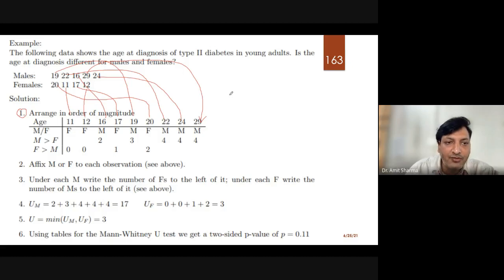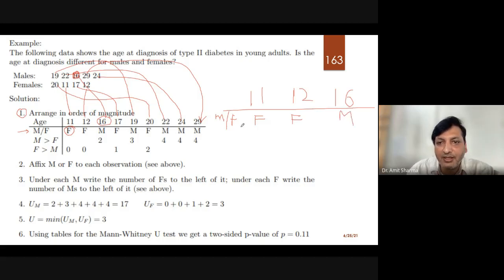As you know, we had two different categories. First write the exact category: this 11 belongs to female, so we write F at the bottom. We write 11, mark a line, and after that we have a 12 and a 16, arranged from lower to higher order. Then we write whether they are male or female. 11 belongs to female, so I write F. 12 is again female, so I write F. 16 belongs to male, so I write male. So identify the group, either male or female.